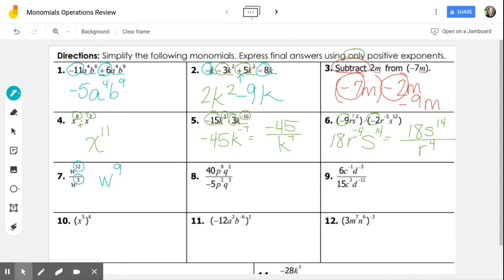Okay? Now, if there are coefficients like in number 8, and we're dividing monomials, we must first divide the coefficients. So 40 divided by a positive 5 is 8. 40 divided by a negative 5 would be a negative 8. P to the 8, P to the second. So we take 8 minus 2, which is to the 6th. I can see that I'm going to end up with a negative power here.